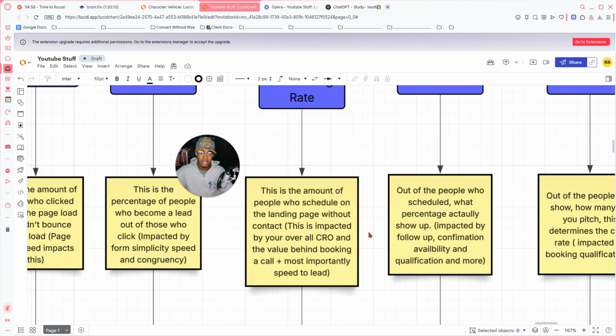Now, this is the amount of people who schedule on the landing page without having to be contacted, meaning you didn't have to call and say, hey, I was in blah, blah, blah, book a call with us. They just booked a call on their own. Out of how many leads, what percentage of these leads actually schedule on their own? This is impacted by your overall conversion rate optimization, meaning what are you doing to influence people to convert, to book a call, and the value behind booking a call.